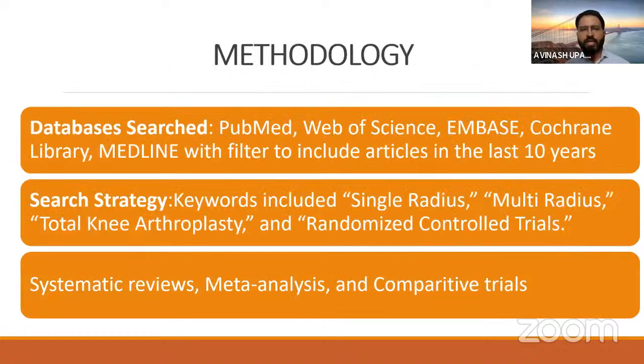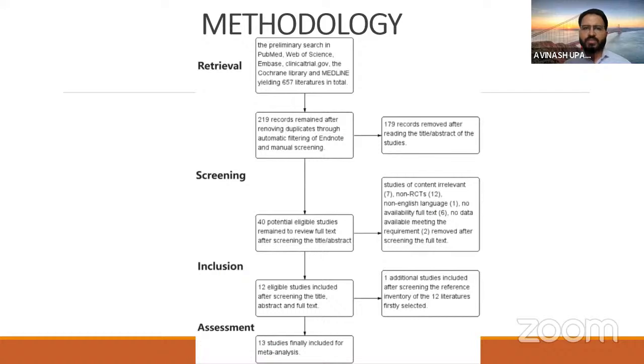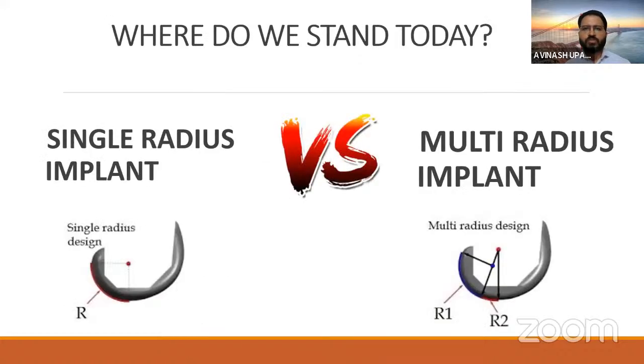I checked electronic literature databases, PubMed and Web of Science, and the keywords I included were single radius, multi-radius total knee arthroplasty, and meta-analysis randomized control trials. After searching, 219 records were found, of which only 12 were eligible studies which I took for review. So where do we stand today for single radius implant versus multi-radius implant?